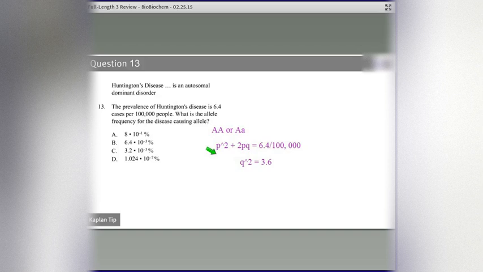Just something to keep in mind. Okay. We're doing estimation, so we don't have to spend a lot of time doing the actual calculations. I want to show it to you both ways. Now they're asking us, what's the allele frequency for the disease-causing allele? So what variable are we being asked for? A p or a q?